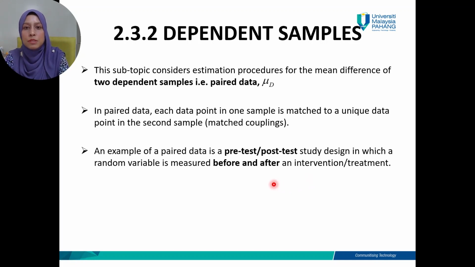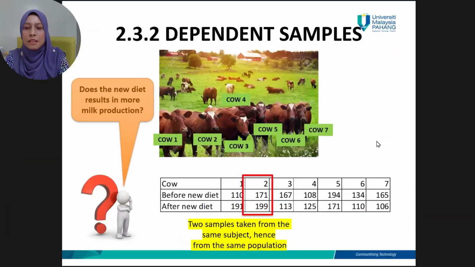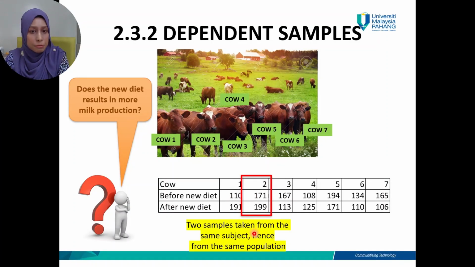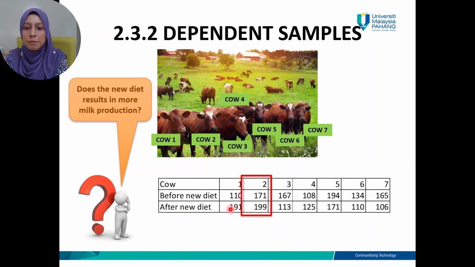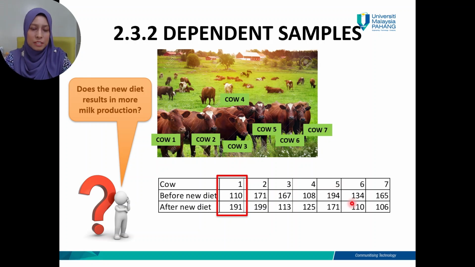The difference between dependent and independent is that in dependent samples, you must remember, both samples were taken from the same population, from the same subject. So cow number 1, the data were collected twice, before and after, and so it is for the other 6 cows. So this is called dependent samples, right?